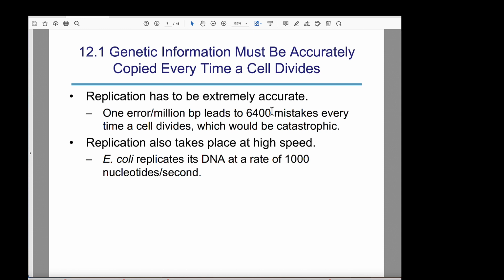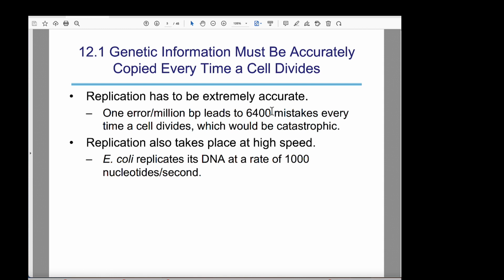So before we can talk about DNA replication, we have to talk about the genetic information and the accuracy of it. Replication is the actual duplication of genetic material. However, this genetic material that is copied before a cell divides has to be extremely accurate. But we know that there are errors that occur. It's actually believed that there is one error per million base pairs, which leads to about 6,400 mistakes every time a cell divides, which, when you think about it, could be very detrimental.